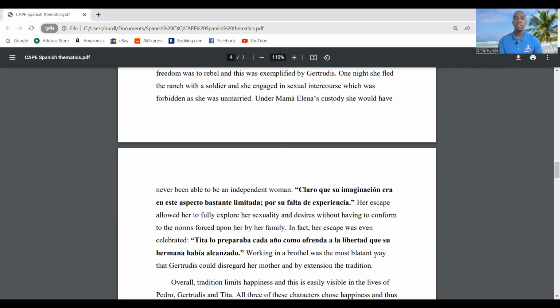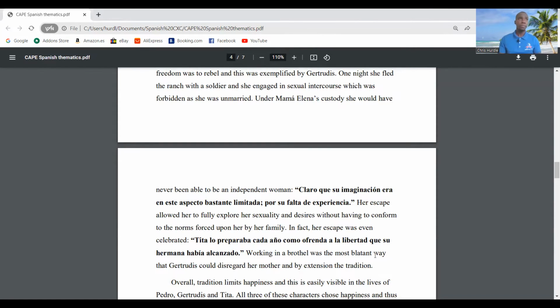Her escape allowed her to fully explore her sexuality and desires without having to conform to the norms forced upon her by her family. In fact, her escape was even celebrated. Tita lo preparaba cada año como ofrenda a la libertad que su hermana había alcanzado. Working in a brothel was the most blatant way that Gertrudis could disregard her mother and, by extension, the tradition.